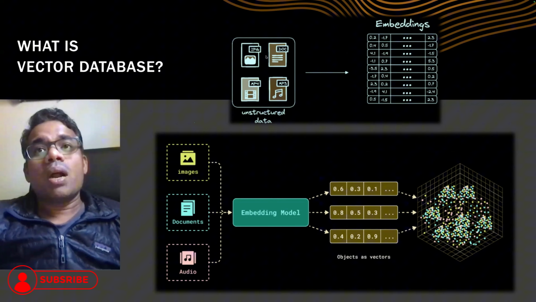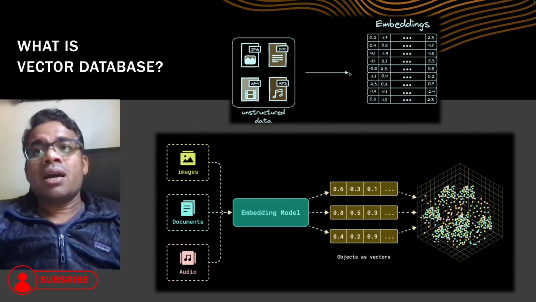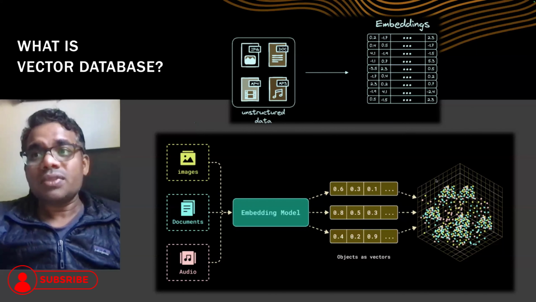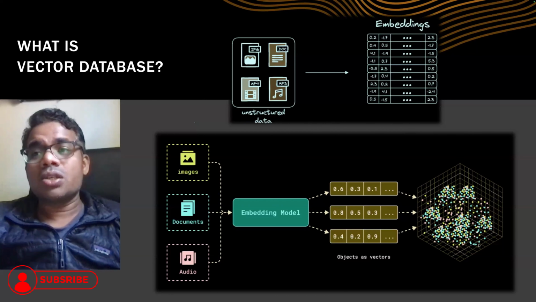Here we are going to store these things in the vector database, but before storing them, we have to convert them to a format that can be stored in three-dimensional space. As I said, in a vector database the data embeddings are stored in a three-dimensional space.